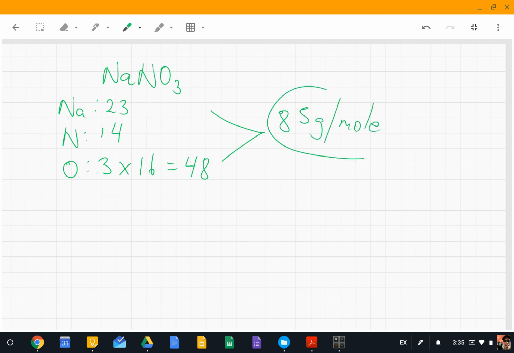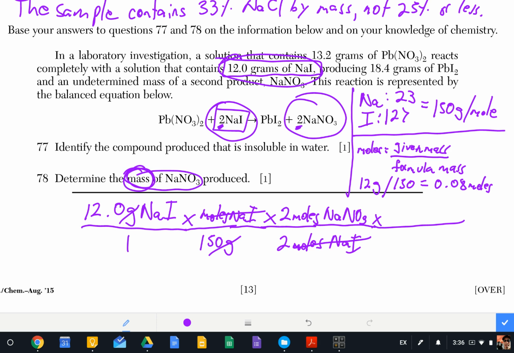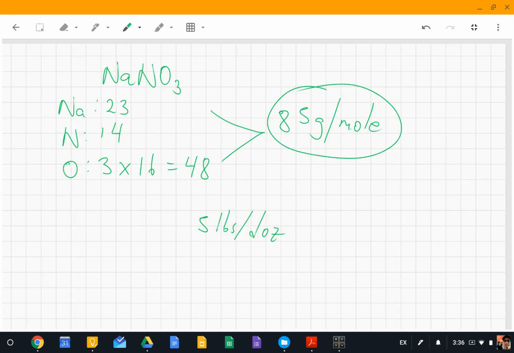Don't let all the science confuse you. This is similar to saying, a box of 12 apples weighs 5 pounds. It's like 5 pounds per dozen, right? 85 grams per mole. So instead of talking about apples in a dozen, we're talking about grams in a mole. Very similar. Okay, so let's go back to that. The mass of sodium nitrate is 85 grams per mole.